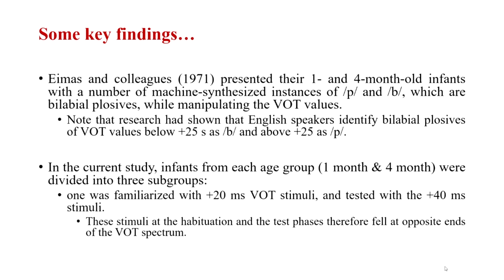One very interesting study was conducted by Eimas and colleagues in 1971, when they presented 1 and 4 month old infants with a number of machine synthesized instances of the sounds p and b, which are, as you know, bilabial plosives. A bilabial plosive is a sound created by joining the upper and lower lip, constricting the flow of air, and then releasing it. So, for example, ba and pa are bilabial plosives.